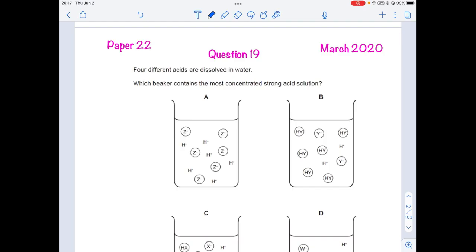Next question, question number 63 from March 2020, paper 22, question number 19. Four different acids are dissolved in water. Which beaker contains the most concentrated strong acid? What is the meaning of strong acid? If I have HCl, the entire HCl has been dissociated into H plus and Cl minus. No HCl will be left over. So it has been completely dissociated into H plus and Cl minus. We can see in option B, HY is still there. So option B is not possible.